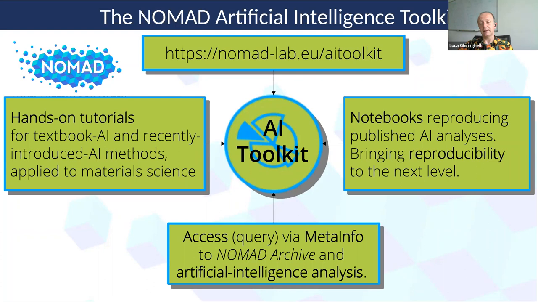It would be really great if every time one publishes a paper with such a more or less complex workflow, one can document the workflow to the tiniest details so that any user could go and reproduce everything, starting from the raw data to the final result, meaning the plots that you have in the paper. And this is exactly what we also support in this artificial intelligence toolkit.